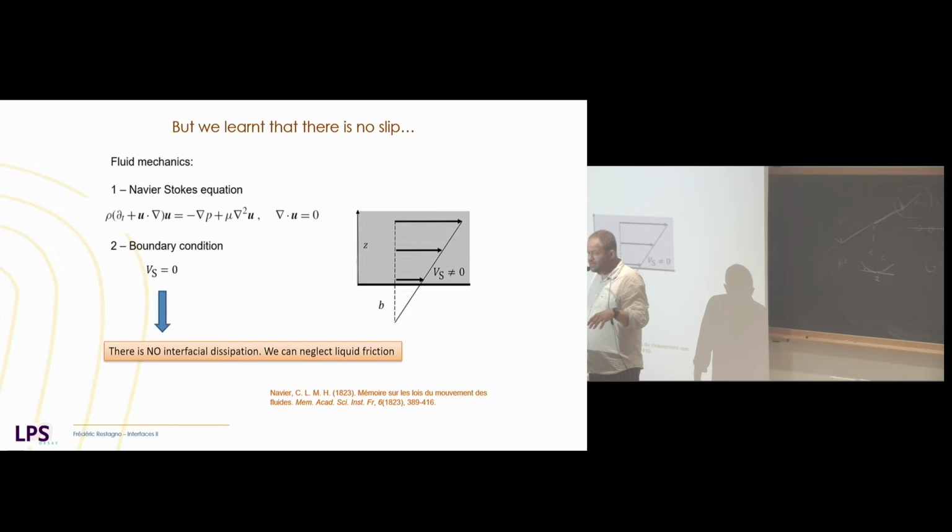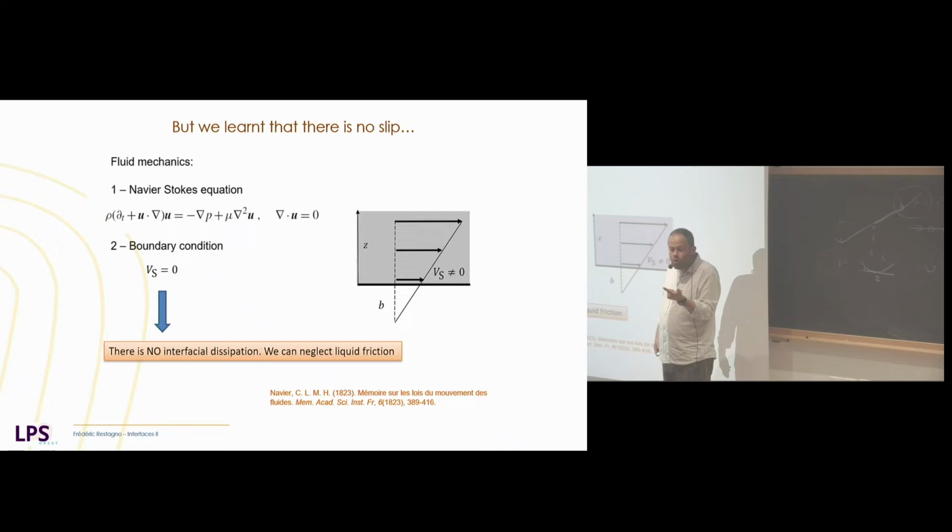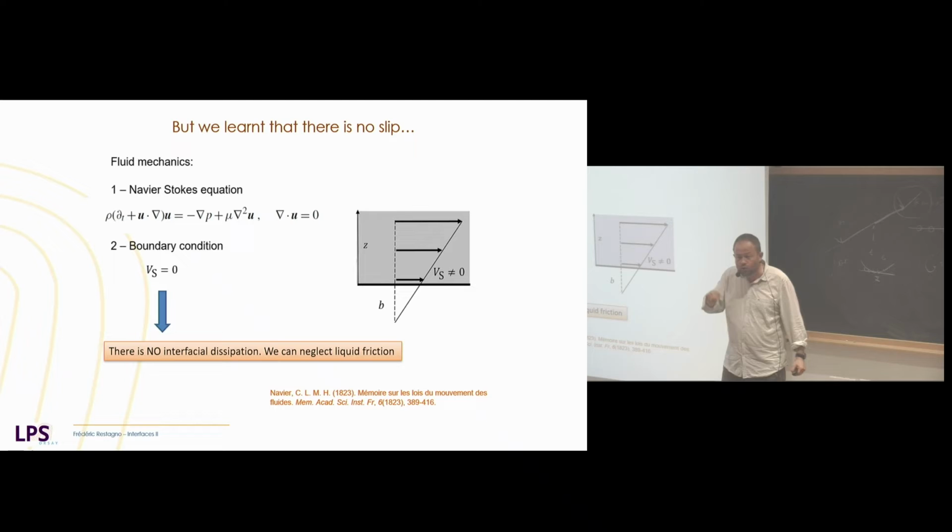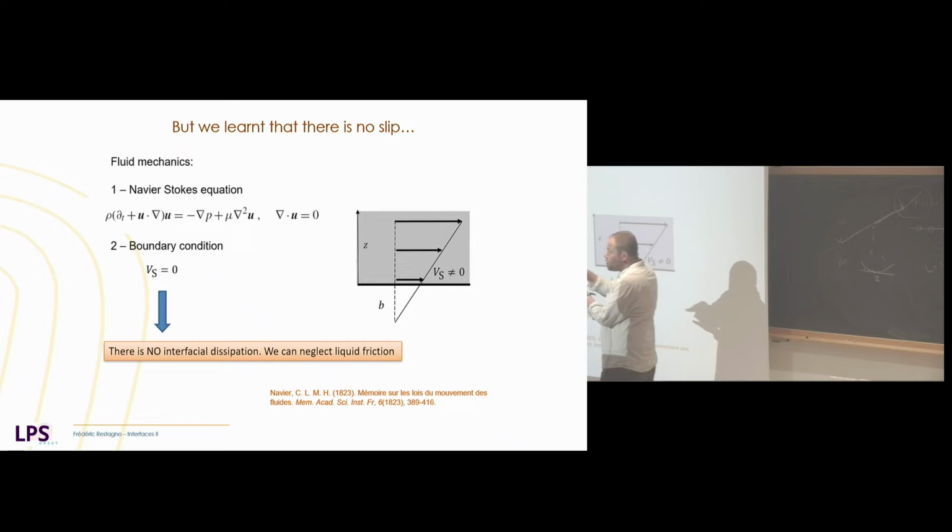And then there is no deep physical reason allowing us to be sure that there will be no slip at the interface. Navier already, when he wrote the Navier-Stokes equation, said, well, I have to introduce the viscosity, which is the friction between two layers of fluids.